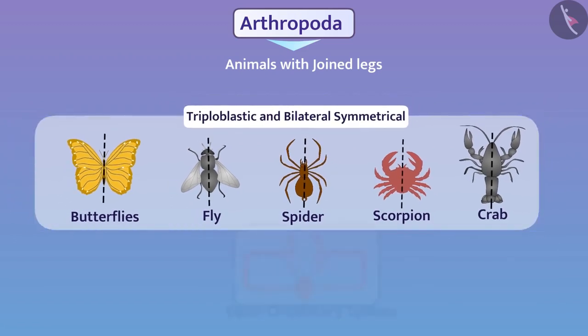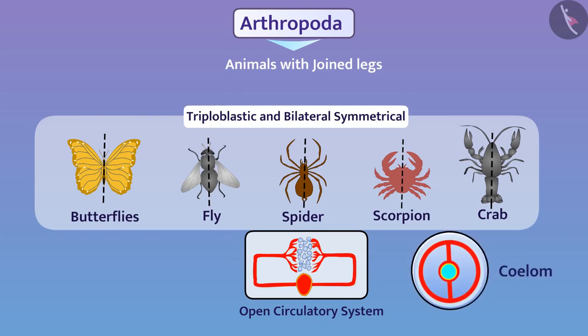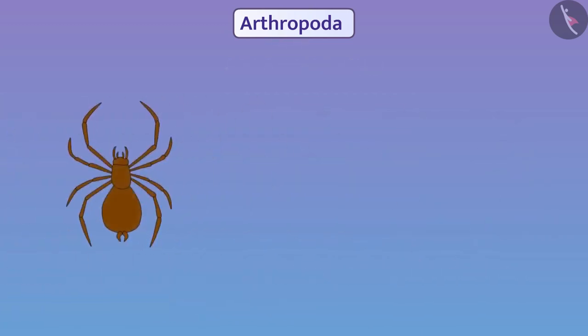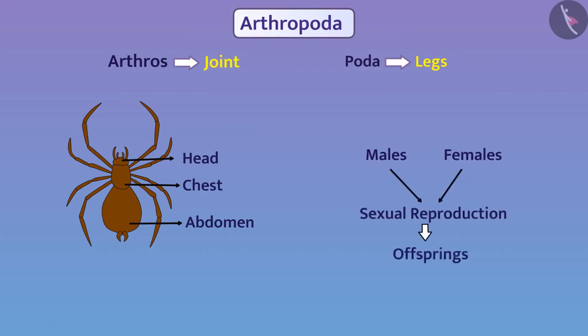In these, the circulatory system is open, that is, blood does not flow in the vessels. Among them, the coelom is filled with blood. Their legs are jointed. The body is divided into head, chest, and abdomen. Arthros means joint and poda means legs. Hence, the organisms of this group are called arthropods. In these, males and females are separate and produce offspring through sexual reproduction.